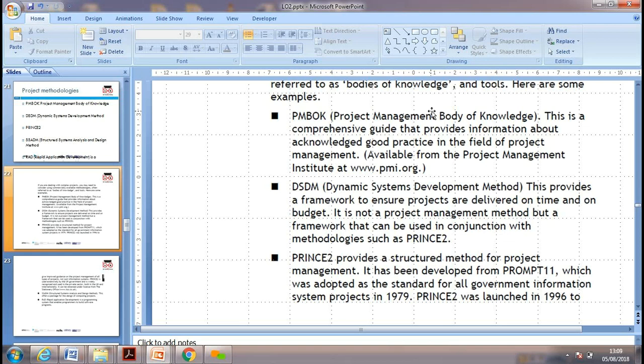So the Dynamic Systems Development Method provides a framework to ensure projects are delivered on time, on budget. It's not a project management method, but a framework used in conjunction with methodologies such as Prince2, which is a software developed by the Project Management Institute that is normally used in various organizations, which we're not really going to learn, but we are learning generic project management and what sort of techniques are available.